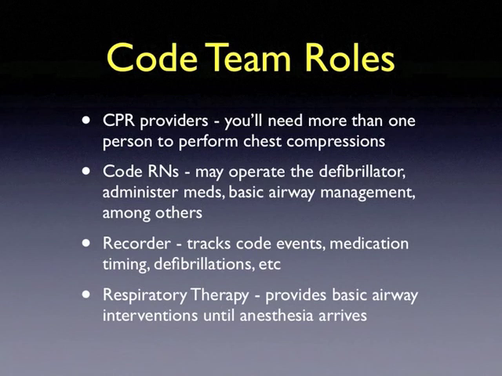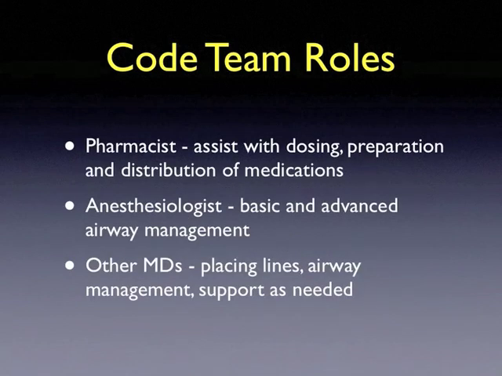Respiratory therapist. This person will provide BVM ventilations and other basic airway interventions until anesthesia arrives to establish a definitive airway. If the respiratory therapist is not present when you arrive, assign another provider to manage the airway. As additional providers arrive, codes can become crowded. When running a code, look for these additional key providers who can bring specialized skills to the resuscitation. Pharmacist. This person will help with the dosing and distribution of medications.